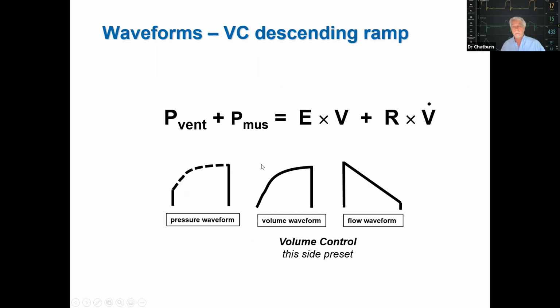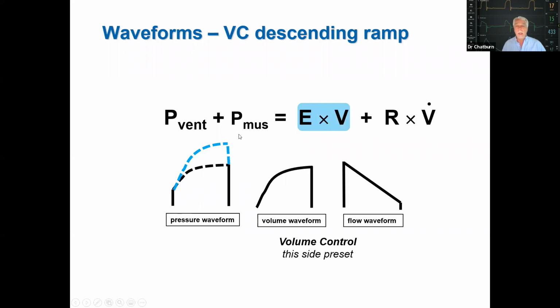Now, not everybody uses a constant flow for volume control, and in fact, at our institution, we tend to like to use what we call a descending ramp flow, sometimes called a decelerating flow, but that's a kind of ambiguous term. But if you set the ventilator with a particular tidal volume and a descending ramp flow waveform, then this is what the volume waveform will look like. And the pressure waveform will again be a function of the right-hand side of the equation, and it'll look something like this.